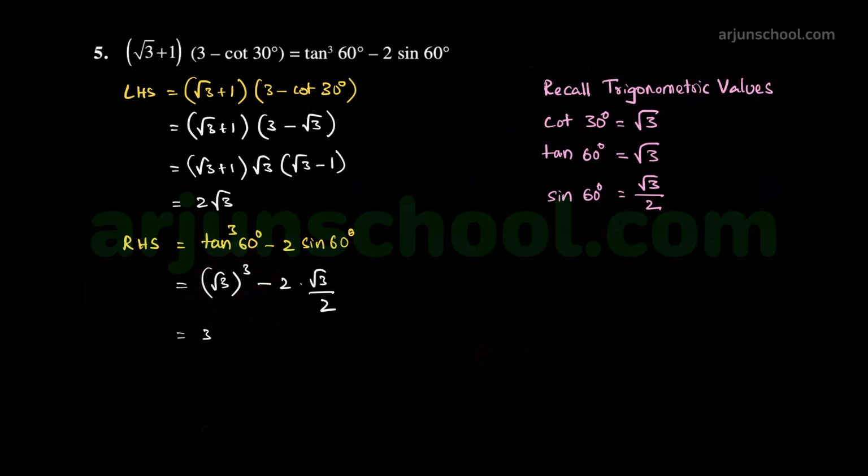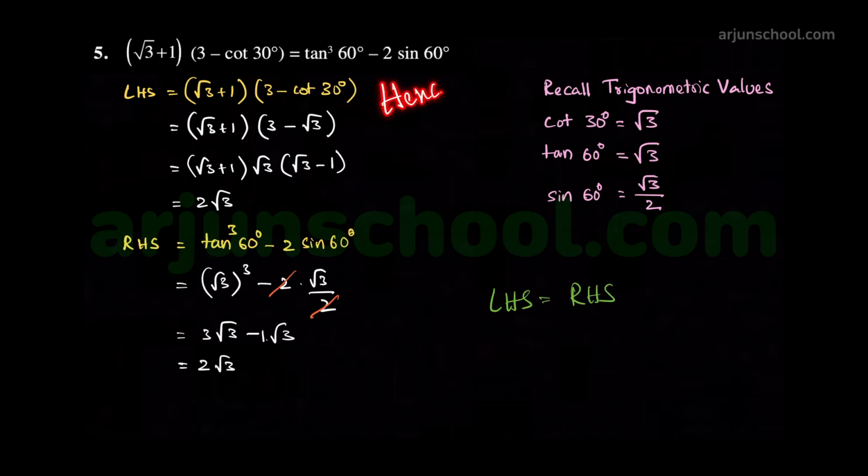3 times root 3 minus 2 times root 3 by 2, the 2 gets cancelled and we are left with root 3. 3 times root 3 minus 1 times root 3 is 2 times root 3. LHS is equal to 2 times root 3 and RHS is equal to 2 times root 3. LHS is equal to RHS.